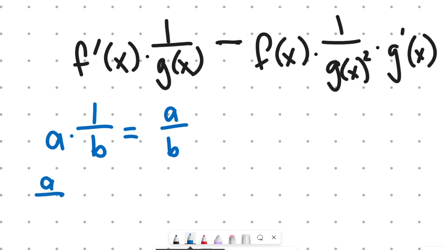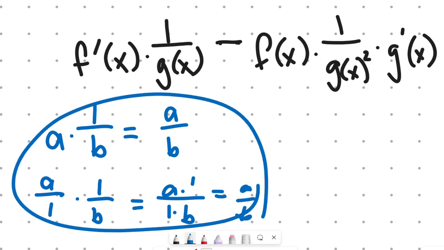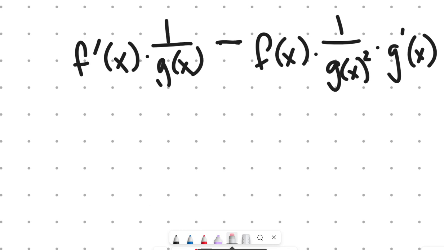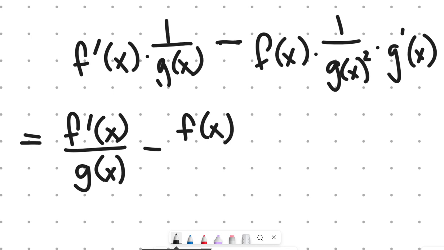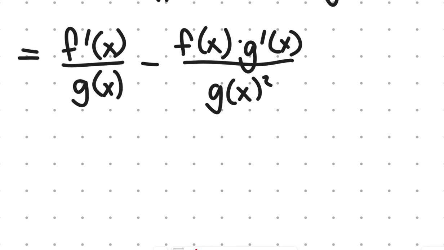since a is equal to a over 1, and we have a over 1 times 1 over b, so a over b. You see, this rule holds. I hope you know this from primary school or something, and that's why we are going to use this rule to continue simplifying everything to a specific level. So f prime of x over g of x minus f of x times g prime of x over g of x squared. Now how are we going to simplify this?